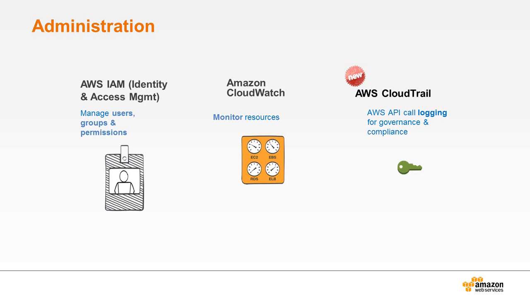CloudTrail, we mentioned that before, is a service that records API calls for your account and delivers log files to you, typically into an S3 bucket. You can get a history of AWS API calls for your account, and that call history produced by CloudTrail enables security analysis, resource change tracking, and compliance auditing.